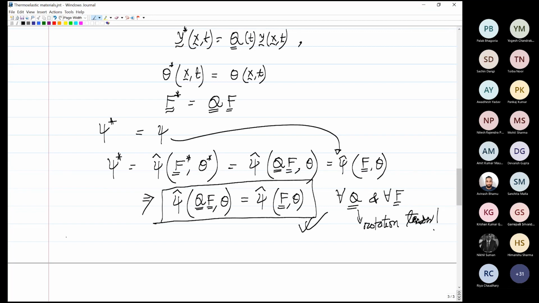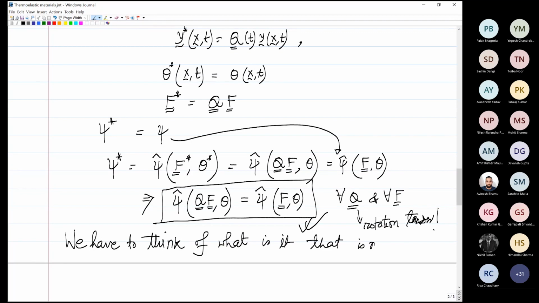So basically we have to think of what it is that is not changing when f changes to qf. So what is remaining invariant? Because psi hat must depend on that invariant.